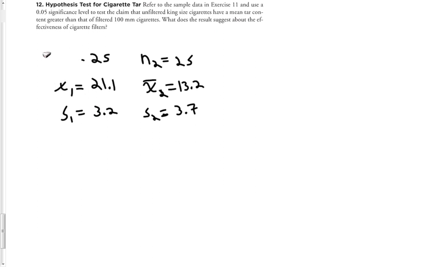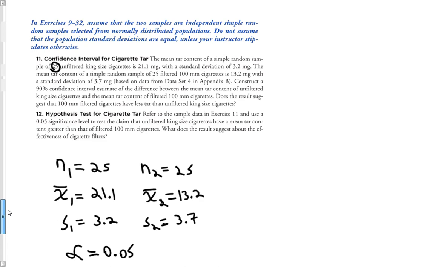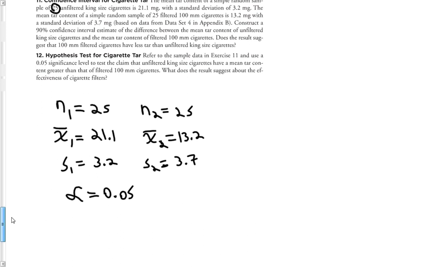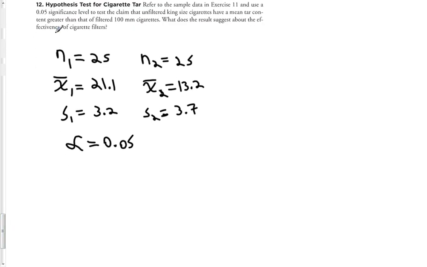So it says we want to test the claim. Alpha first. Alpha is 0.05. And the claim is that the unfiltered king size cigarettes have a mean tar content greater than the filtered 100s. The kings are actually sample 1 and the filtered ones are sample 2. So these are the unfiltered ones, and these are the filtered. What they're saying is that the mean from population 1, the unfiltered, is greater than the mean from population 2, the filtered. That's what this claim is.